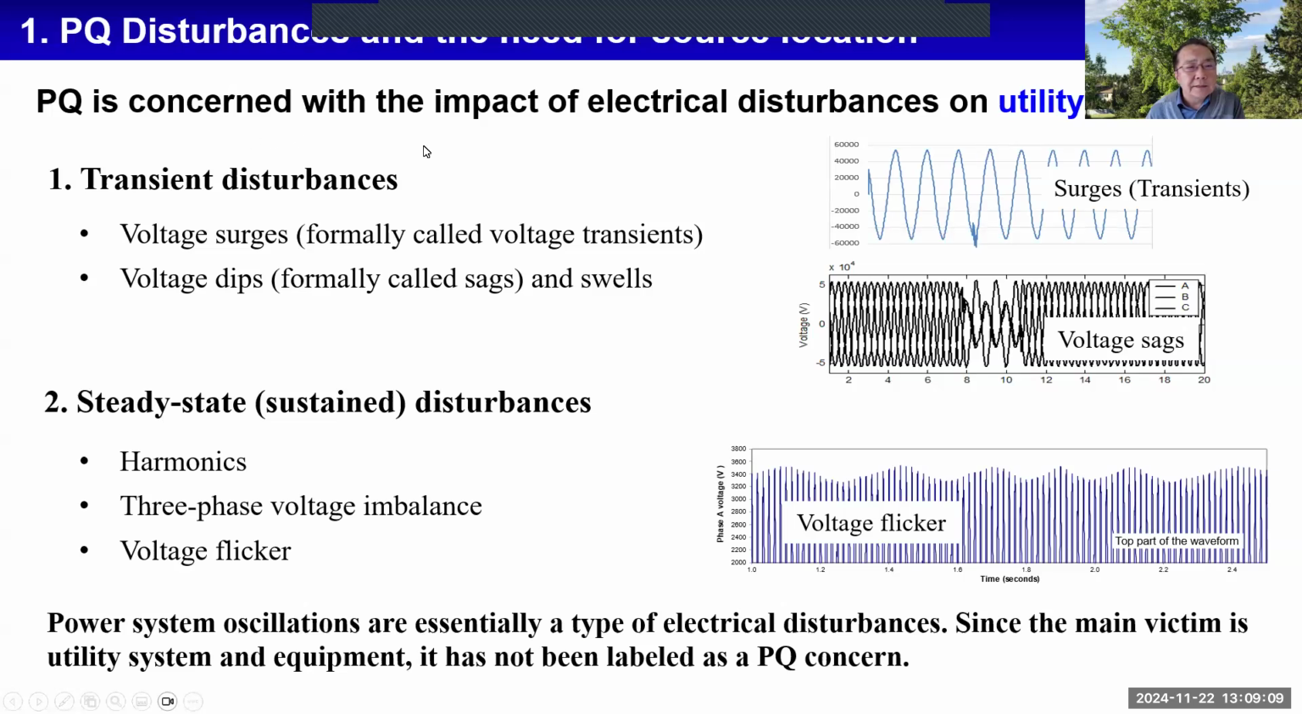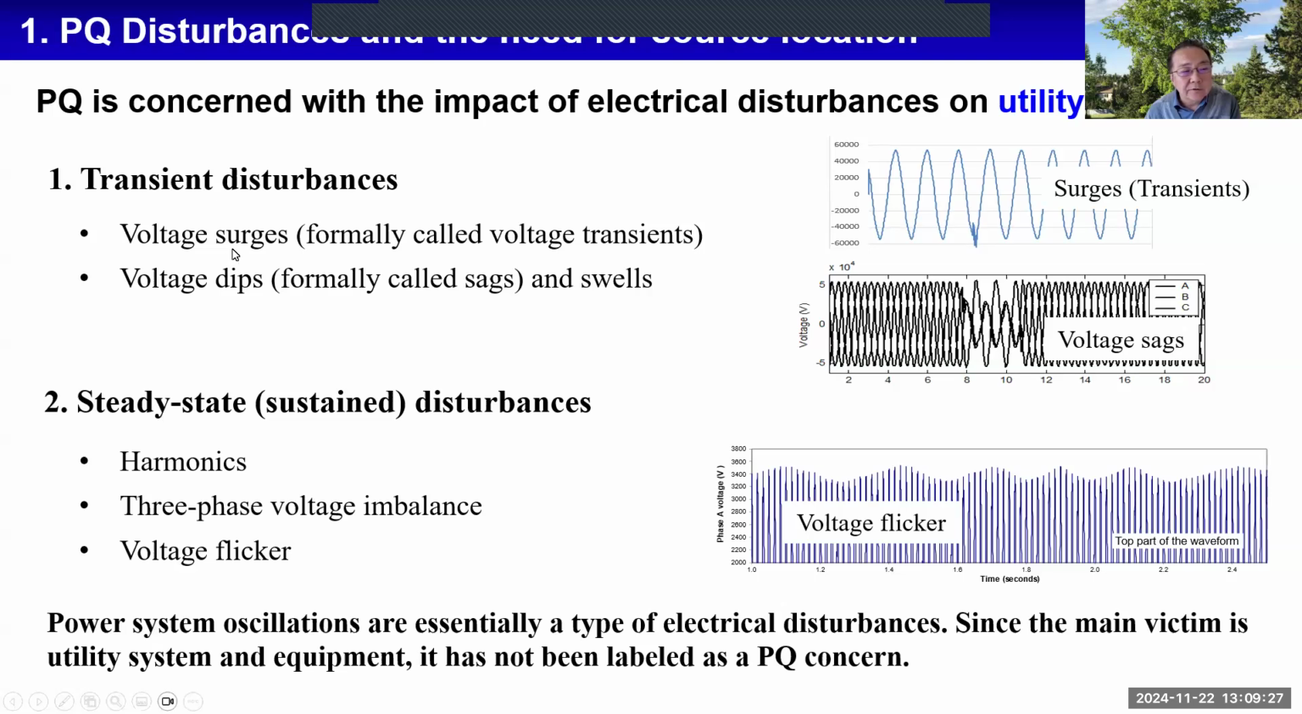Power quality is concerned with the impact of disturbances on utility customers. That is the main focus. There are 2 types of disturbances. One type is transient disturbances, one type is steady state or sustained disturbances.